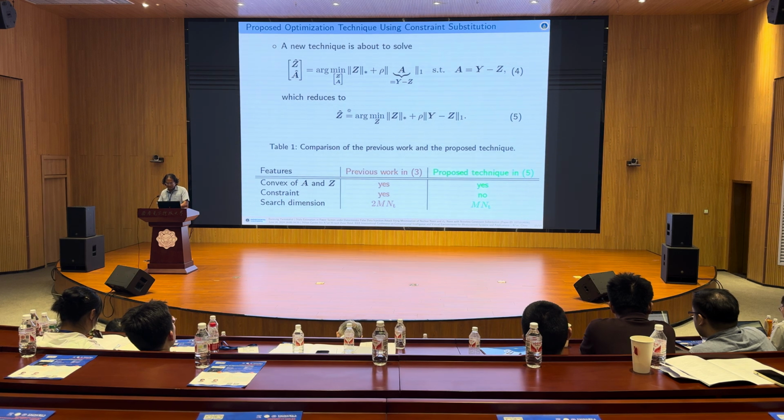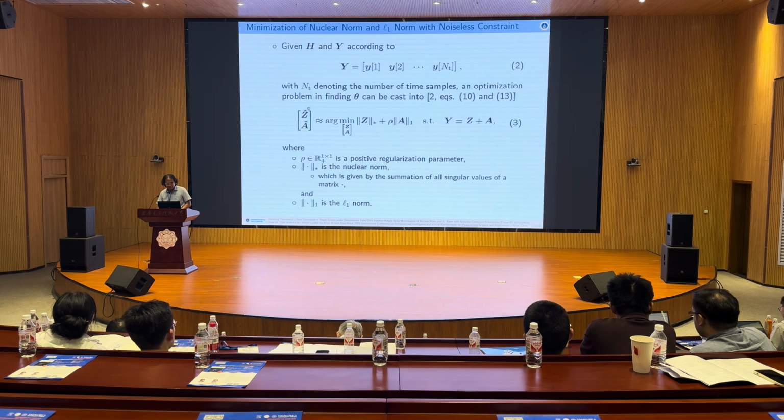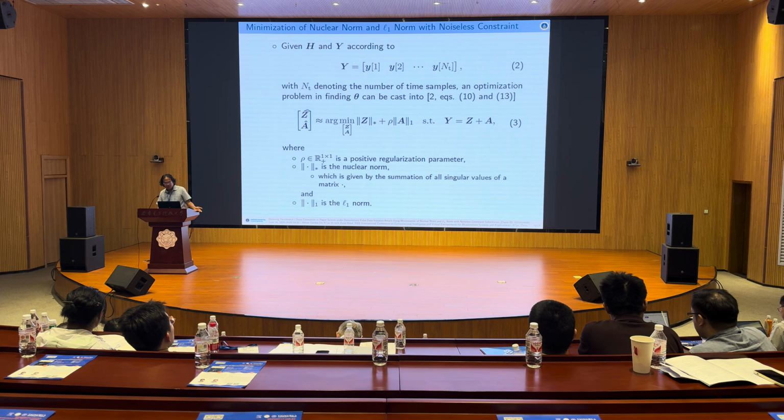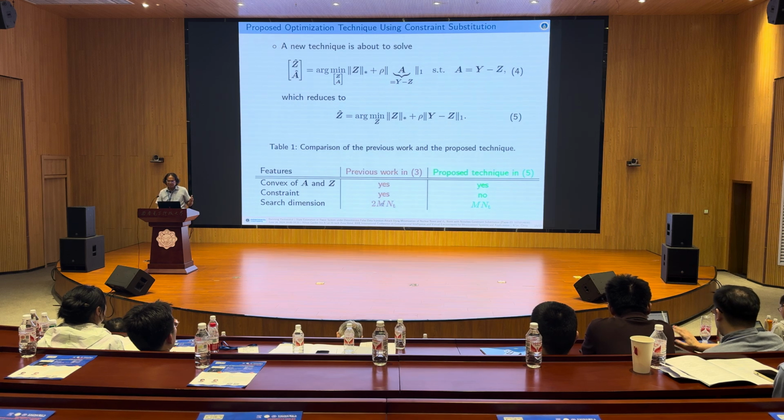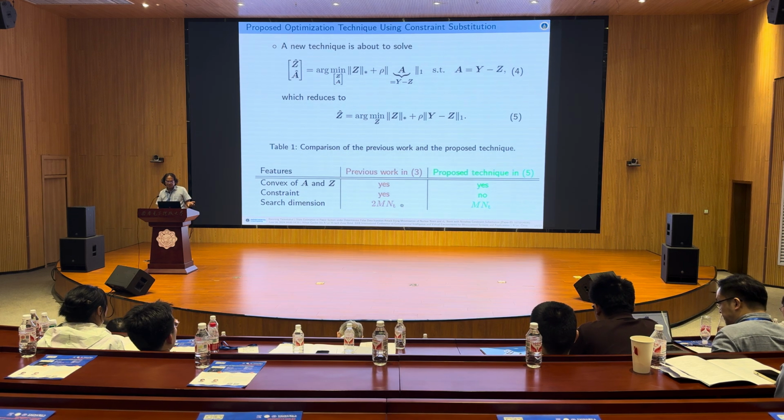And the search dimension: in this problem, you can see that we need to search for matrix Z and matrix A, right? But in our work, we need to search only for matrix Z. So the search dimension for the previous work is 2 times M. M is the number of meters located in the power system. NT is the number of samples.